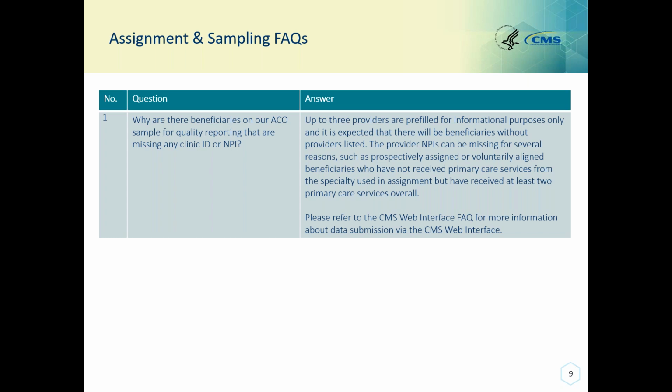This can be for several reasons. The beneficiary may have been prospectively assigned or voluntarily aligned and have not yet received primary care services from the specialty used in assignment, but have received at least 2 primary care services overall and therefore qualified for the sample. For more information about data submission via the CMS Web Interface, you can refer to the Web Interface FAQs on the QPP website. Thank you, and you can proceed to the next slide.